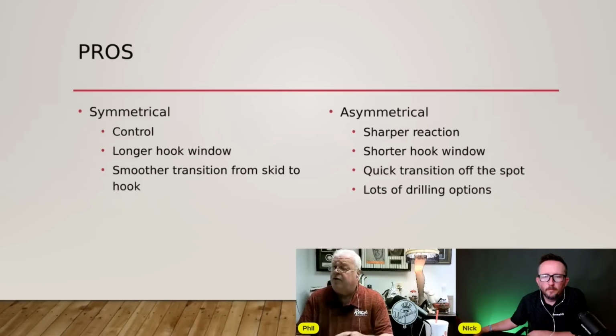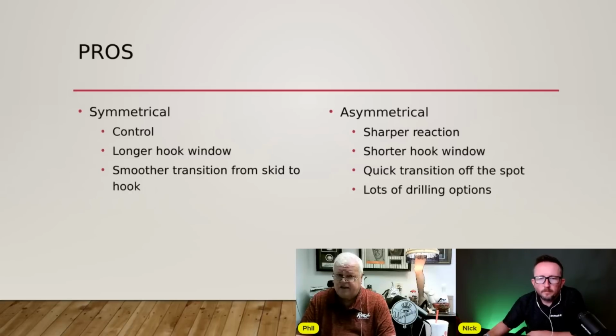With an asymmetrical ball, you have a sharper reaction because of the intermediate differential. It has a shorter hook window. So if you're playing inside and you're not looping it as far, you have an advantage with the asymmetrical ball than you will with a symmetrical ball. It's got a quicker transition off the spot. You want a ball to change direction quicker. An asymmetrical ball will do that.